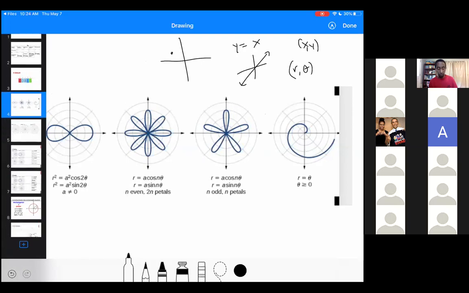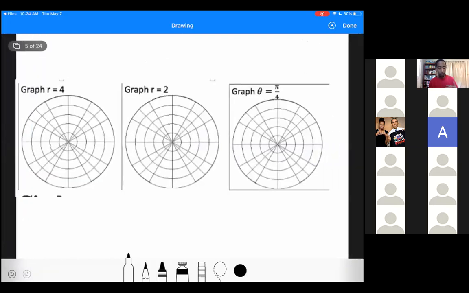Where did those come from, okay? So let's start with just a basic one. Let's say we had r equals 4. Remember, r is referring to the distance from the pole to the point. And so if we're saying r equals 4 for all of the points, then if you think about it, here's r equals 4 right here.